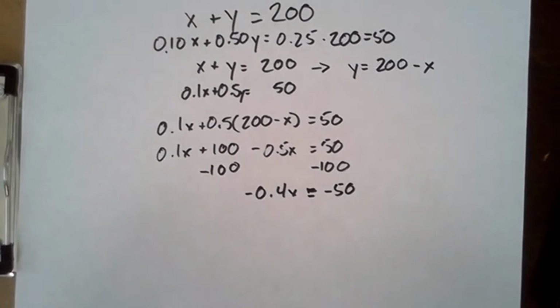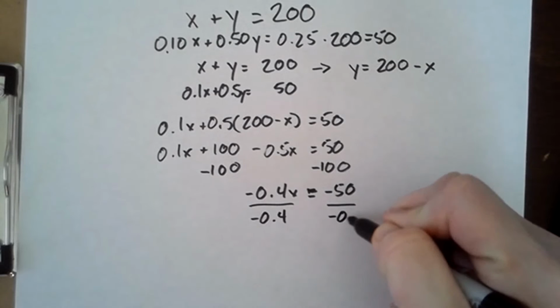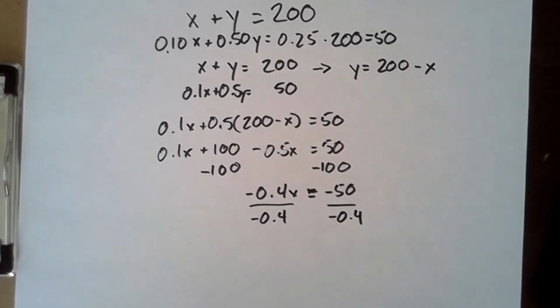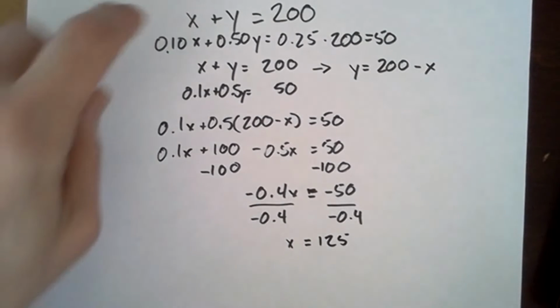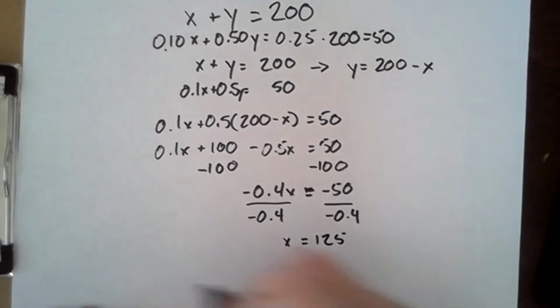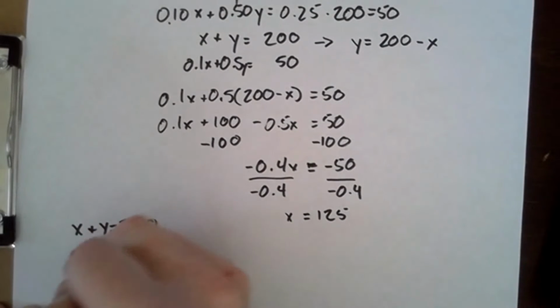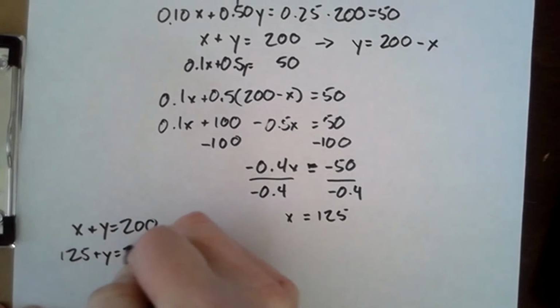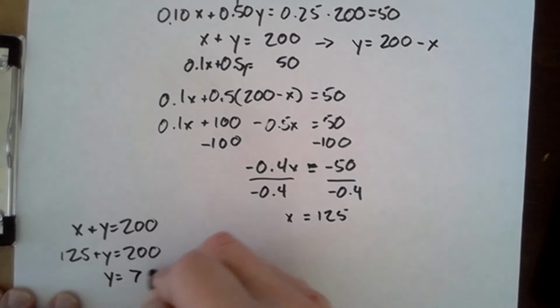If I divide both sides of the equation by negative 0.4, 50 divided by 0.4 is 125. So X is 125 gallons. Then, since X plus Y equals 200, that means that 125 plus Y equals 200. So Y equals 200 minus 125, which is 75.